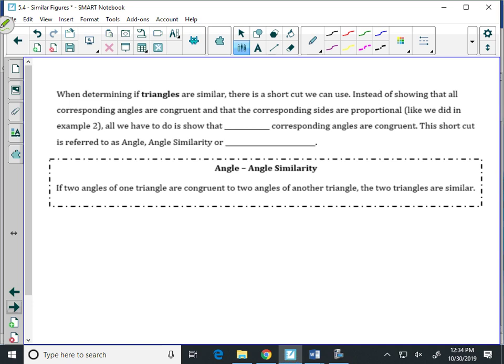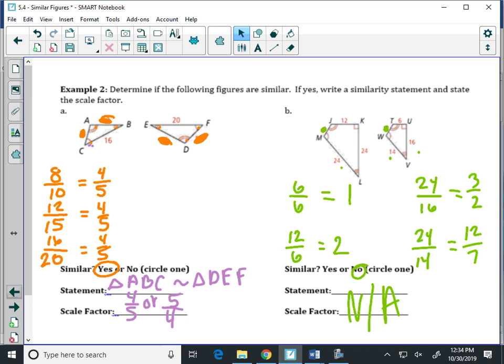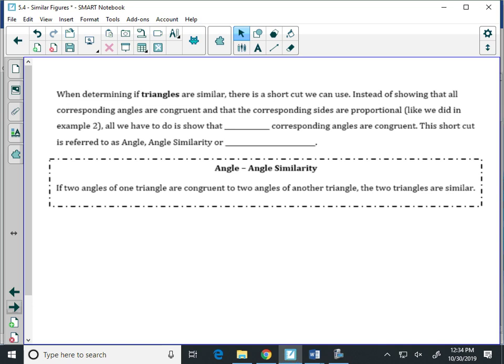Okay? But what this shortcut says: instead of having to show all the corresponding angles are congruent, and then all the corresponding sides are proportional, so instead of doing all this work that we did in example 2A, the shortcut is we just have to show that 2 corresponding angles are congruent. This only works for triangles. All you have to do to prove that triangles are similar is show that 2 corresponding angles are the same. If you have 2 corresponding angles that are the same, those triangles are automatically similar. You don't need to do any more math. Okay.